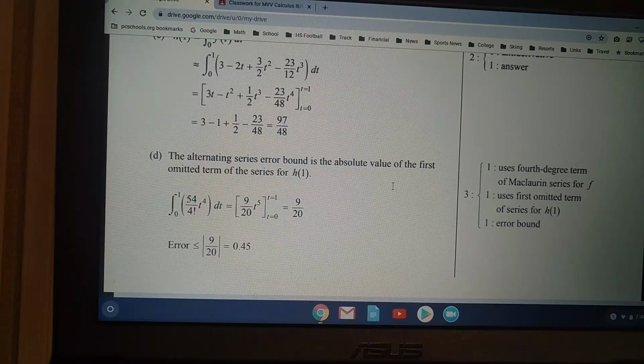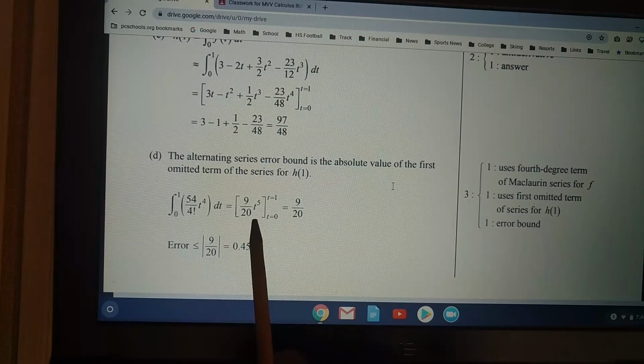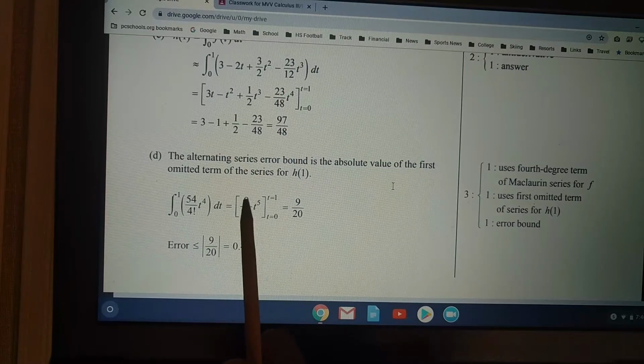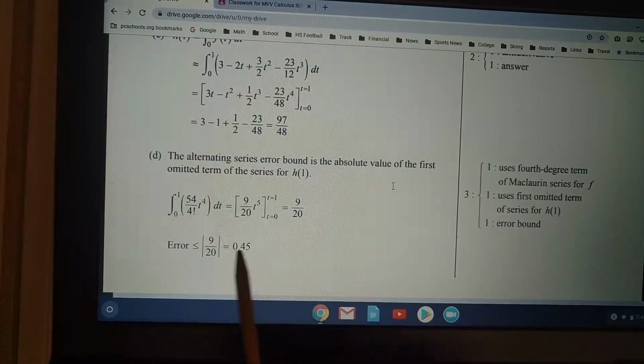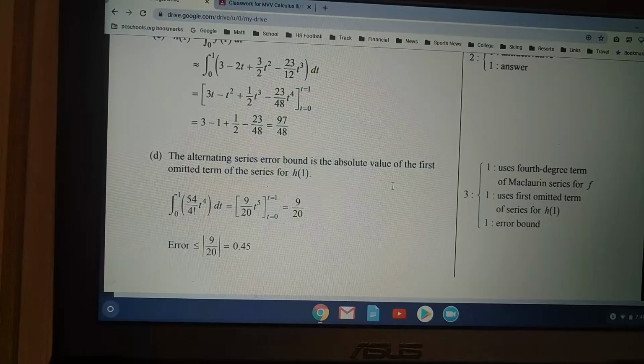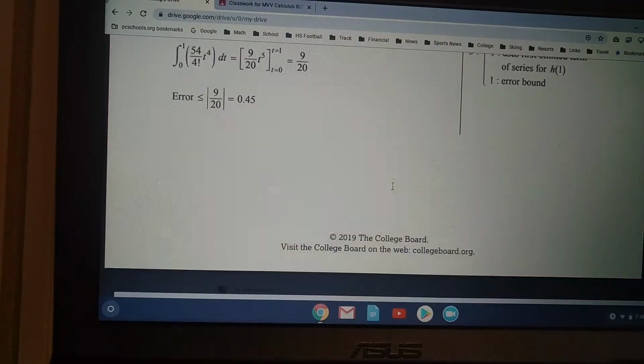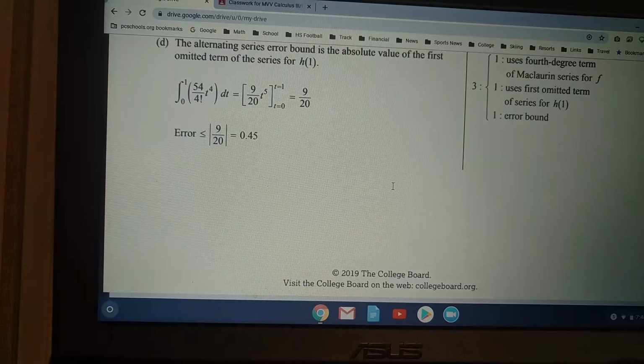That's the, if you get the 5th degree term here when you take the integral. And then if you actually get the correct error bound, which is the 9/20, then you get your 3rd point. So that would be what you would have there. Okay. Score it out of 9, score the whole thing out of 27, and then go ahead and take a picture and post that on in.